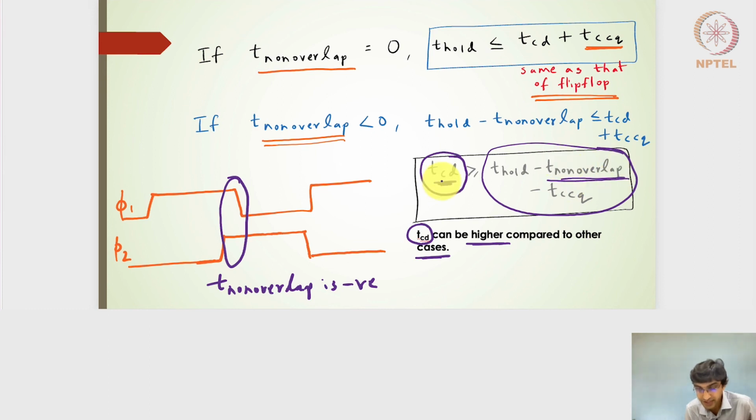If it is positive, then we have much more room, because the TCD value turns out to be much less, very, very low. But if it is negative, this TCD value will be higher. So the TCD that we want to achieve for the combinatorial circuit will be higher, and the design of the combinatorial circuits will not be as relaxed as when the non-overlapping time was positive. So hope this is clear.